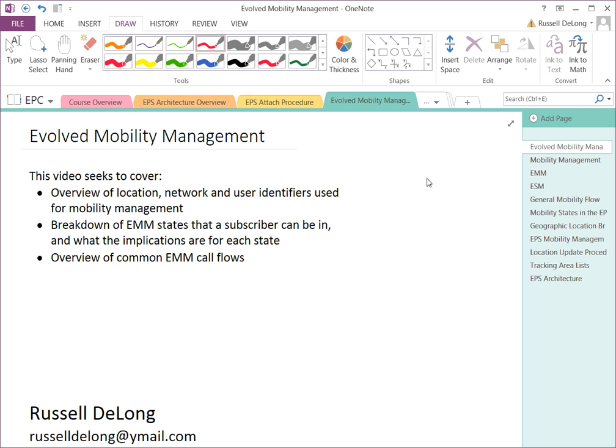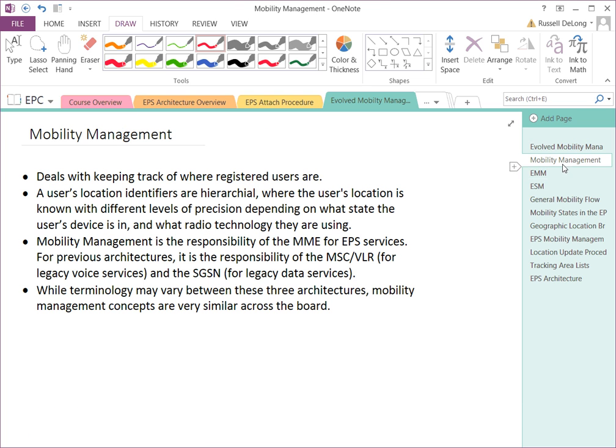This video seeks to cover an overview of location, network, and user identifiers used for mobility management, a breakdown of EMM states that a subscriber can be in, and what the implications of each of those states are for the user, as well as an overview of common EMM call flows.